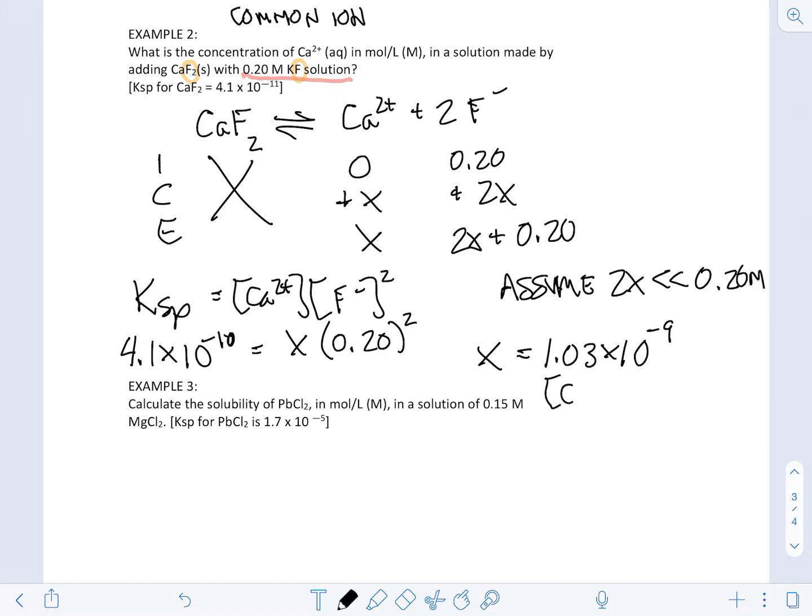So you could say that calcium has a concentration of 0.03 times 10 to the negative 9th. Okay, so go ahead and do example 3, and then I will share the answer key with you. And if you have any questions, just reach out to me.